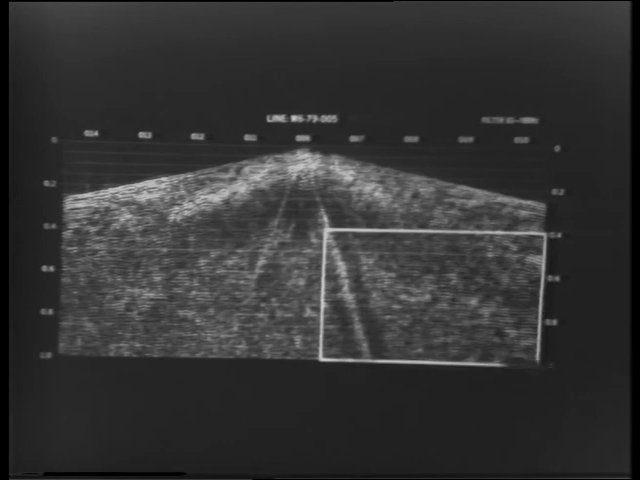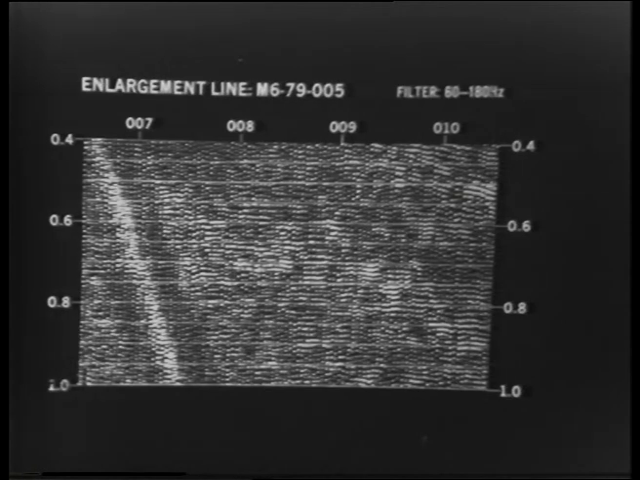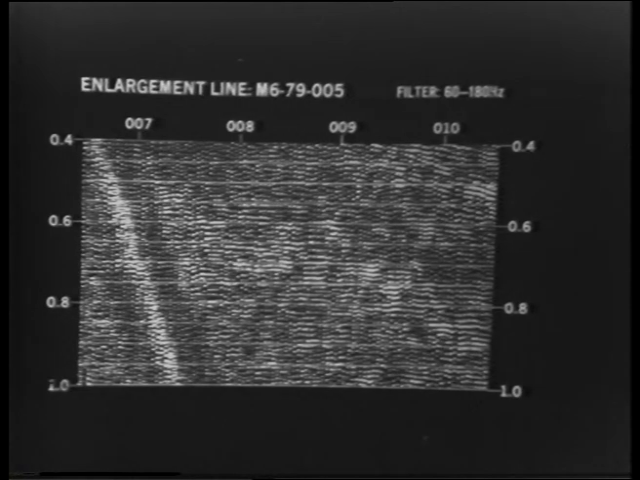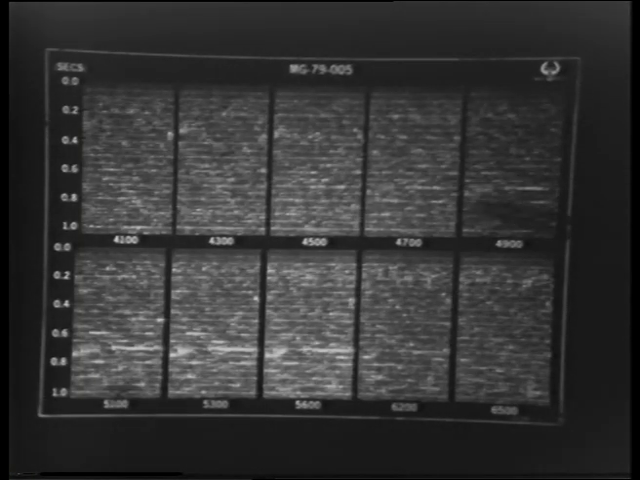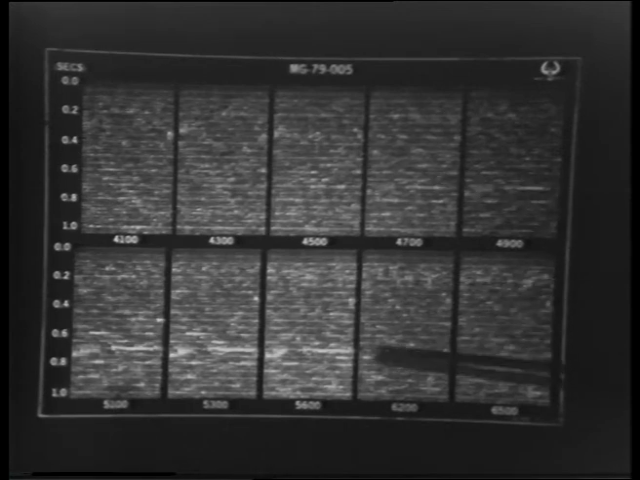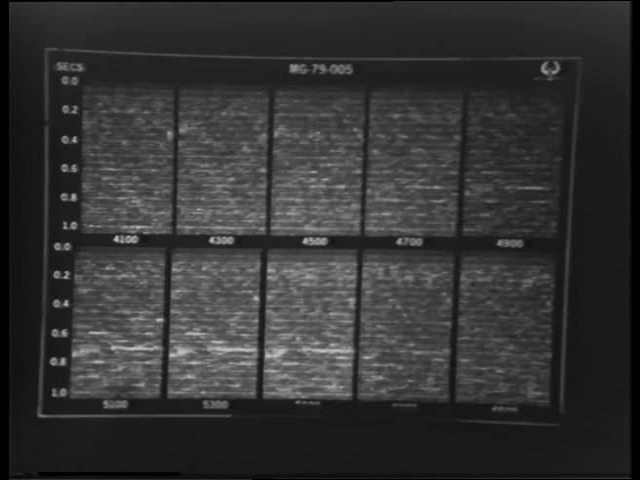I'll just focus in on this zone in here, and you may be able to see it a little bit better. This line was shot to give a CDP stack of approximately 14-fold. I've shown a set of constant velocity stacks, which will show the 0.7 second reflector, at this level, stacking in best at around 5,300 meters per second, which is a good average velocity for that region, or good RMS velocity, I should say.